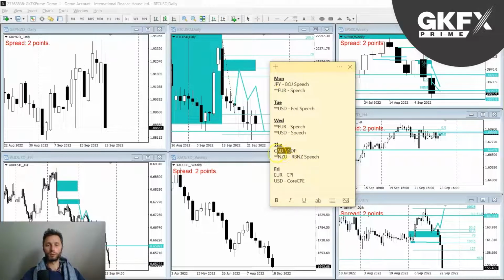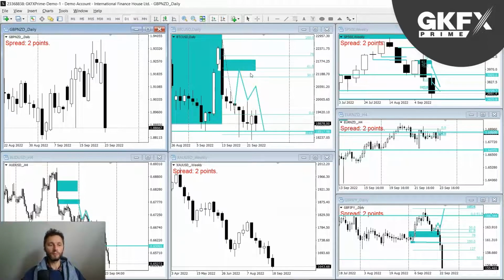On Thursday, we've got GDP figures on the CAD, and we may have a bigger one on the New Zealand dollar, because there'll be a speech from the Royal Bank of New Zealand. And then finishing off Friday, we've got CPI numbers on the euro and core CPI on the dollar. But those are the main ones I've highlighted for the week. Let's see what we've got on the charts, what the technicals are telling us, and whether that could line up with these economic calendar events.